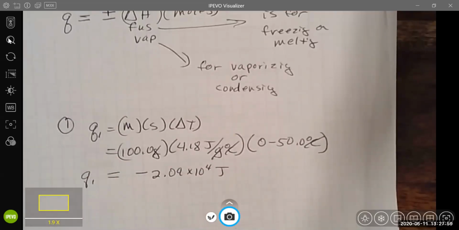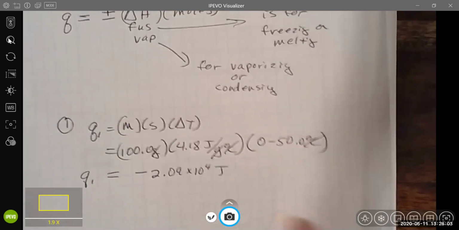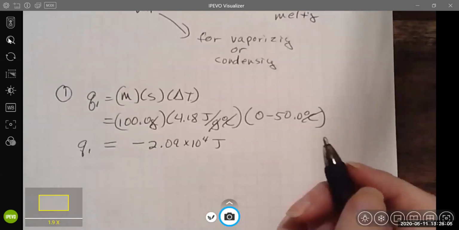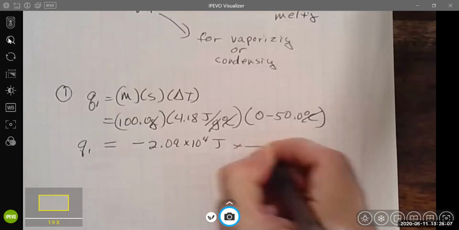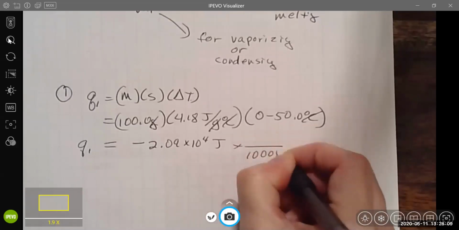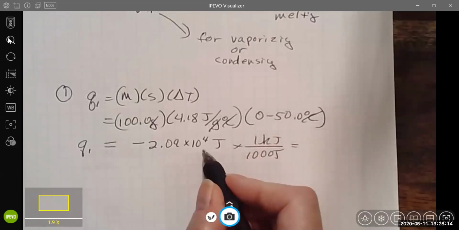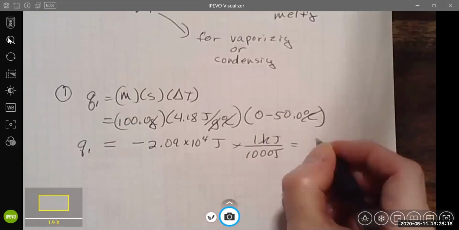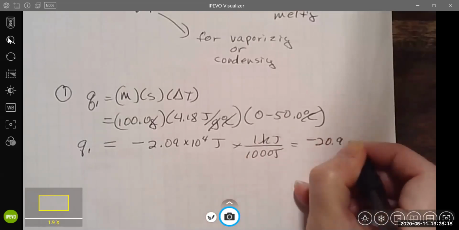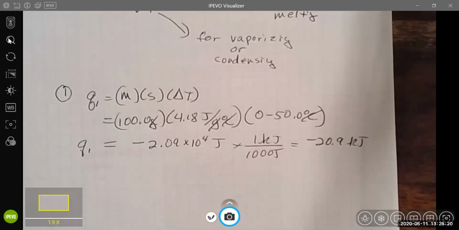I didn't say this in the problem, but it's going to become much more convenient to do this in kilojoules because these are going to be big numbers. And that's usually how the answer is given. There are 1,000 joules in 1 kilojoule, so I'm going to divide this by 1,000. That's going to give me negative 20.9 kilojoules for step 1.